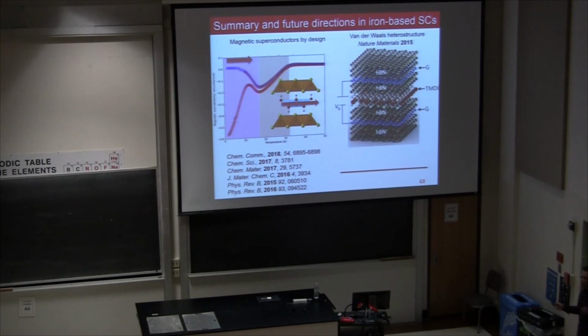A lot of work we're doing now is on that cation exchange of single crystals to try to make magnetic superconductors by design. And then a big focus of work is trying to make van der Waals heterostructures, where we're layering different materials with different functionalities to make heterostructures that can be used for multifunctional devices. And I think that's it.